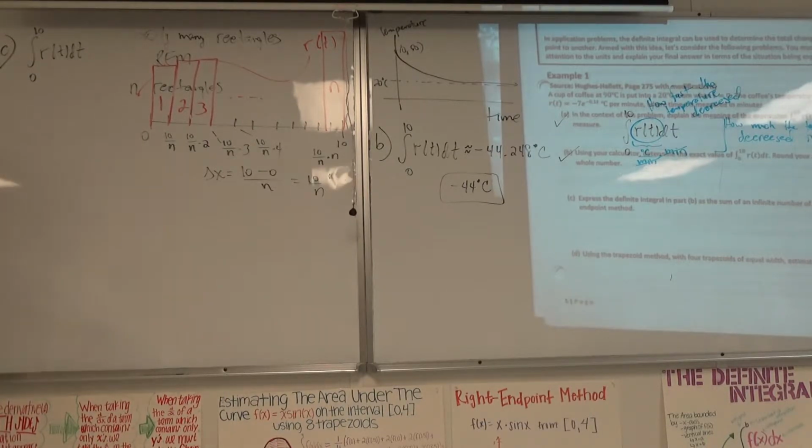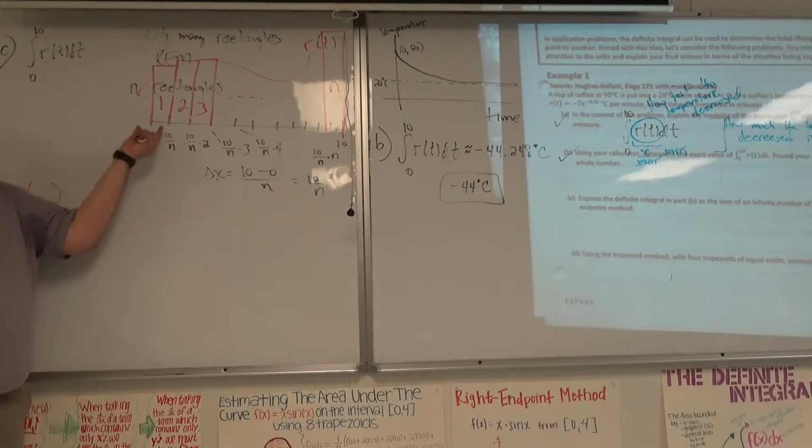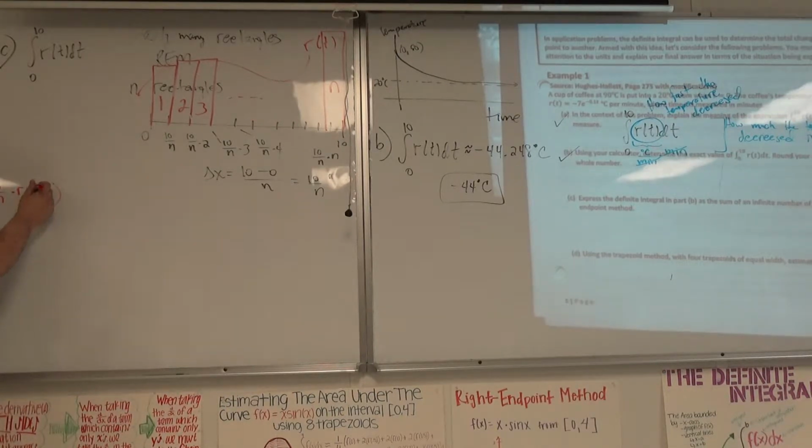Alejandro, tell me about this first rectangle. Would it be r, 10 over n times... So 10 over n is the width of the first rectangle. How tall? r of, if it's the right endpoint method, I use the right endpoint, so it has to be 10 over n. r of 10 over n?